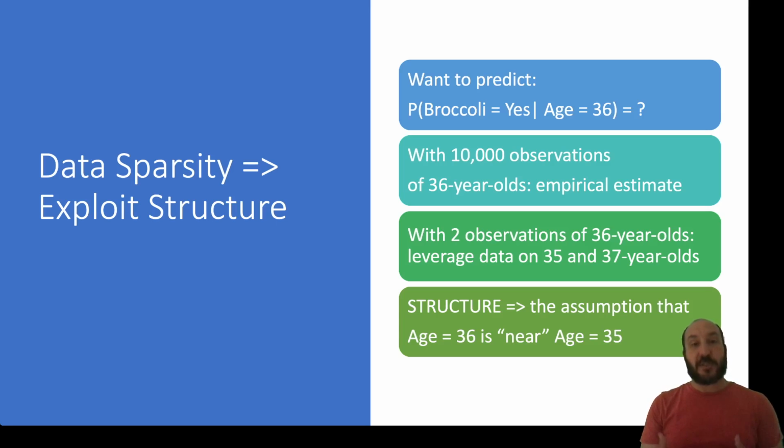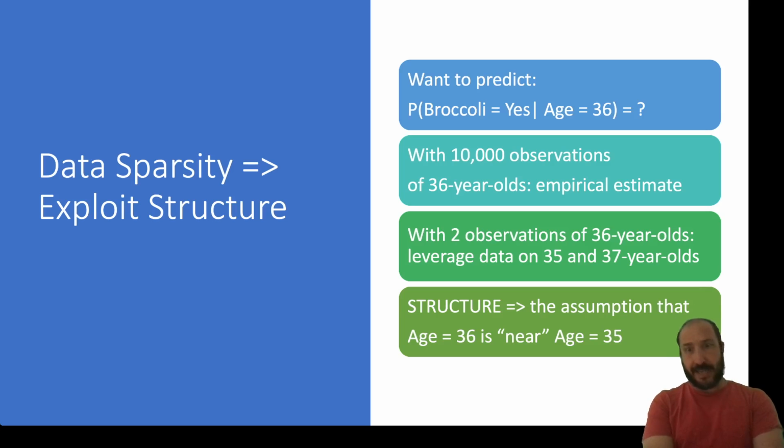It's really data sparsity which forces us to exploit structure. What do I mean by that? Let's give an example. Suppose I want to make a prediction about a particular 36-year-old, the probability that they bought broccoli in the last 30 days. I look at my training data. If I had 10,000 observations of 36-year-olds, I wouldn't really need to worry about anything else. I would just take the empirical estimate. If, say, 2,000 of them bought broccoli, then 20% is a pretty good estimate for the probability that this particular 36-year-old will buy broccoli.